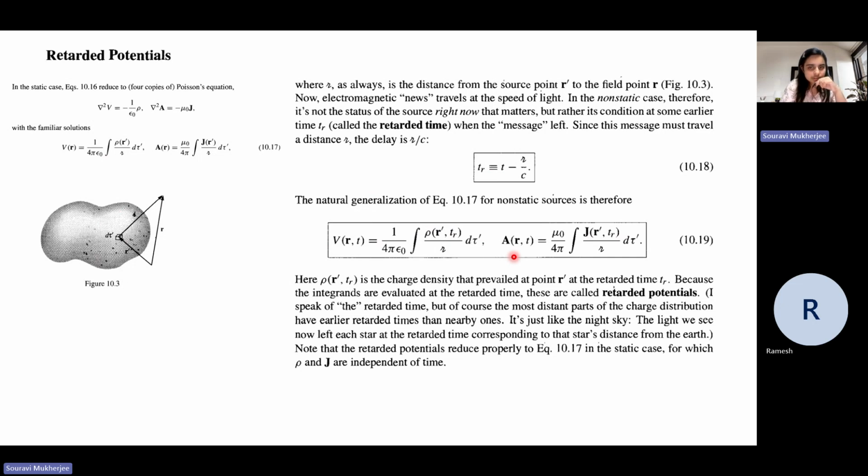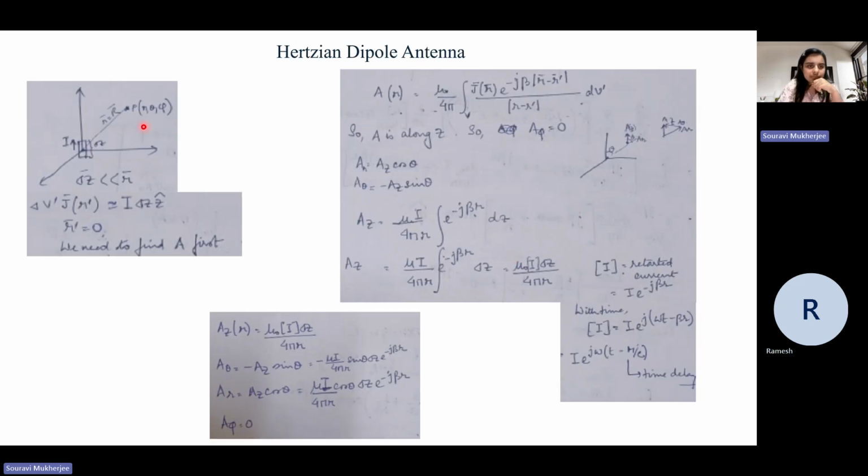So that's the concept of retarded potentials. We are talking about retarded time because it's something which has happened earlier. It takes some time for that information to reach us. Is it clear? Yes, madam.